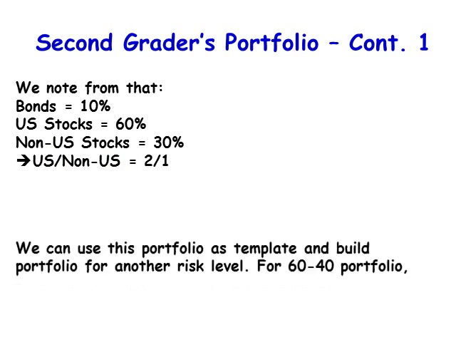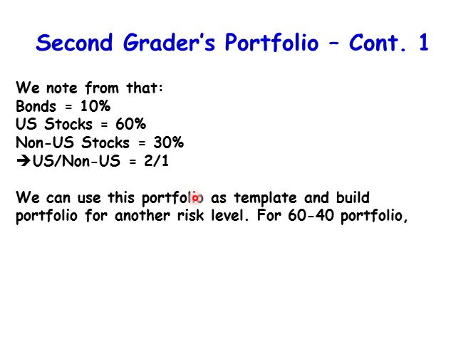Let's continue from here. We can use this portfolio as a template and build a portfolio for another risk level. 10% in bonds means taking high risk. It's a risk-return plot we had. So this is a riskier portfolio. That means 90% stocks gives a higher standard deviation. So we can tone down the deviation and still use this portfolio as a template.